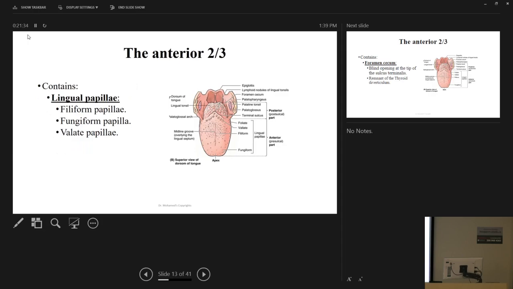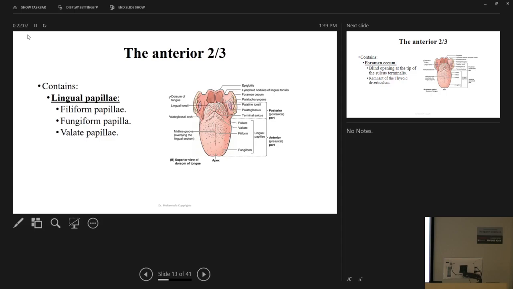Now, let's talk about the anterior 2/3 of the tongue. The anterior 2/3 of the tongue contains what we call lingual papillae. I'm going to have different types of them. I have the fungiform, I have the filiform, and I have vallate, right? The foliate ones, I'm going to have them almost towards the margins of the tongue. But mainly, I have the fungiform, the filiform, and the vallate.